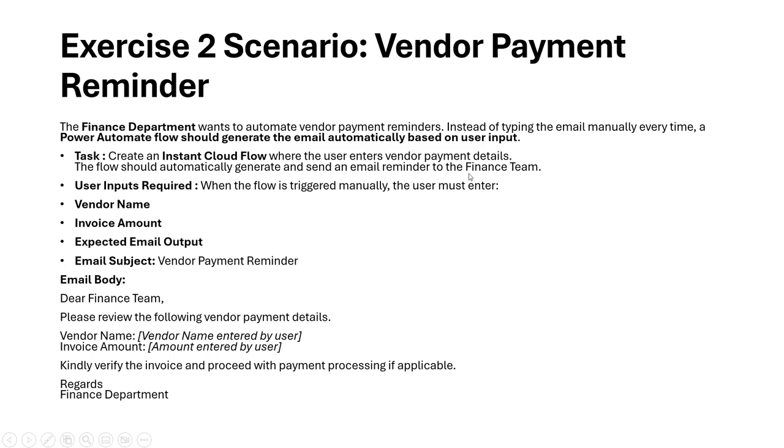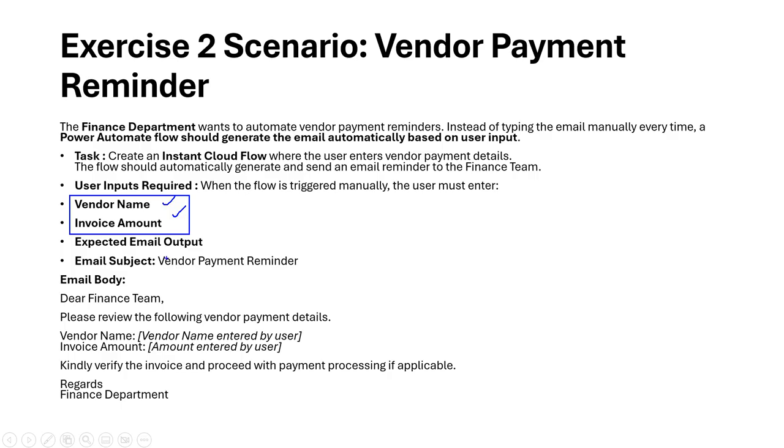So what are all the inputs you should get? We should get the input as vendor name. What is the vendor name? What is the invoice amount? You should get 2 things. So the vendor name and the invoice amount we should get. And the email subject is vendor payment reminder.